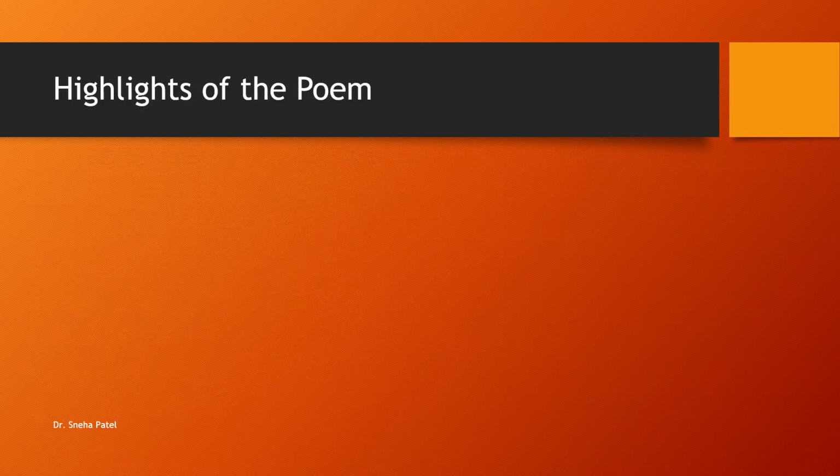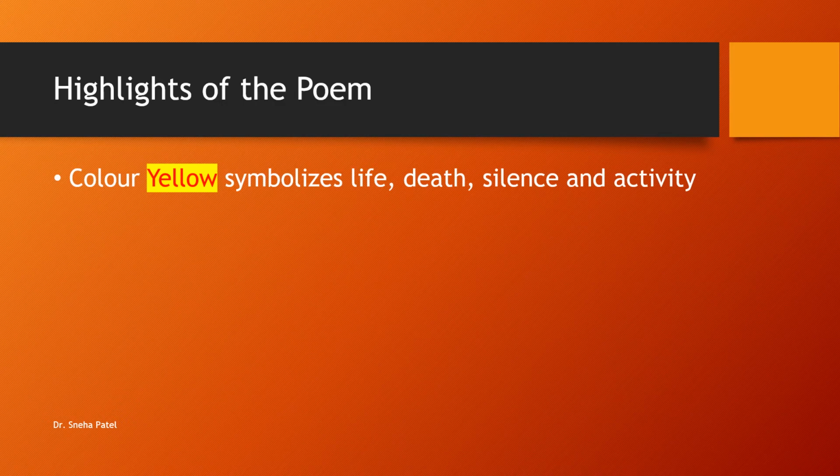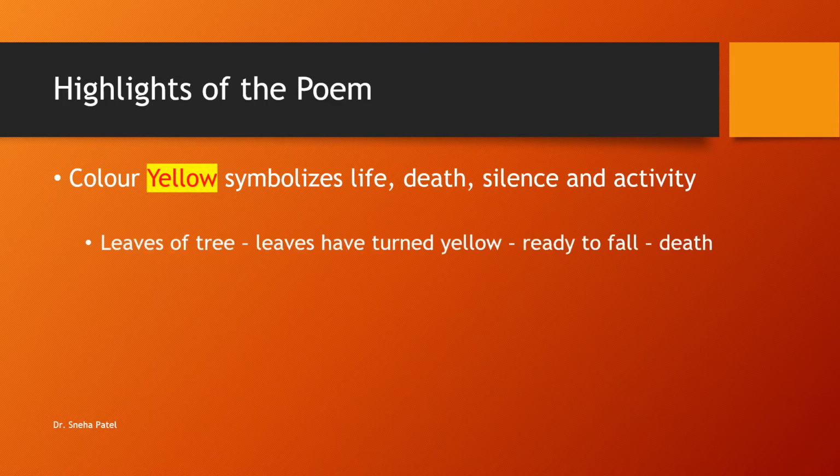Highlights of the poem. Yellow color symbolizes life, death, silence and activity in this poem. Leaves of the tree are yellow because they are ready to fall. It's the season of autumn. So here death is indicative.